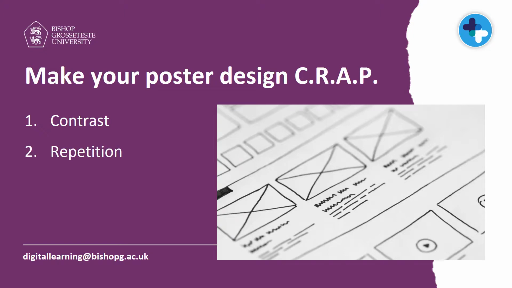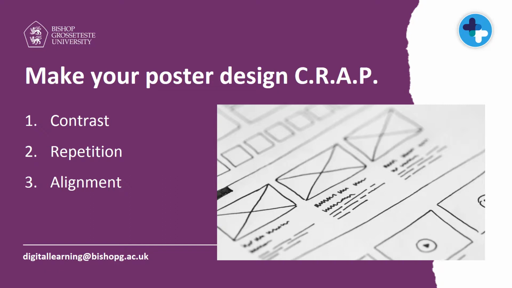Number 2, repetition or consistency. Use the same formatting for each section of your poster to make it intuitive to follow. Consistency in text size, boldness, colour and layout will help give your poster a visual dialect. Readers will intuitively pick up on this and learn quickly how they should expect your poster to communicate with them.